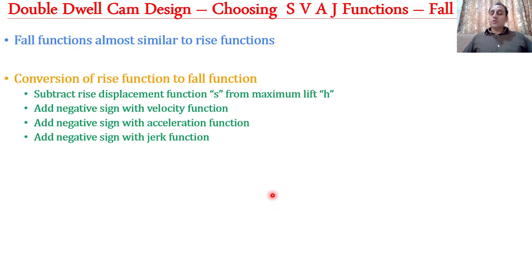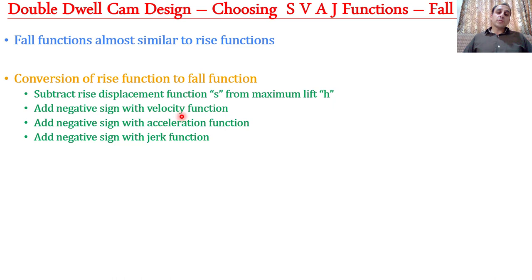Okay, so whatever we have discussed so far was only related to the rise functions. So if we want to convert the rise function into fall functions, what do we have to do? If you're talking about the displacement, we just have to subtract the rise displacement from the maximum lift h. Whatever the displacement function is, we will subtract it from the maximum lift, and then we will get the fall displacement function.